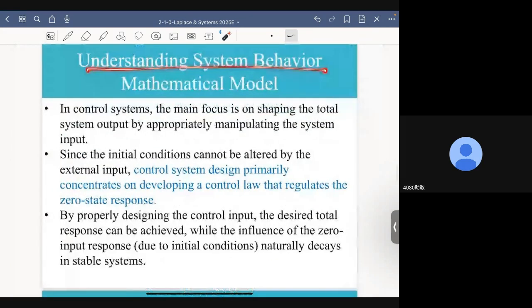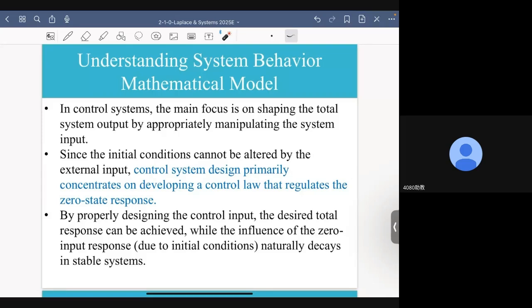So understanding the system. In a control system, the main focus is on shaping the total system output by properly manipulating the system input. That is the basic goal of a control system. Since the initial condition cannot be altered by the external input, all right? Input cannot do anything with initial conditions because initial conditions are pre-existing conditions, all right? So we cannot do anything about it.